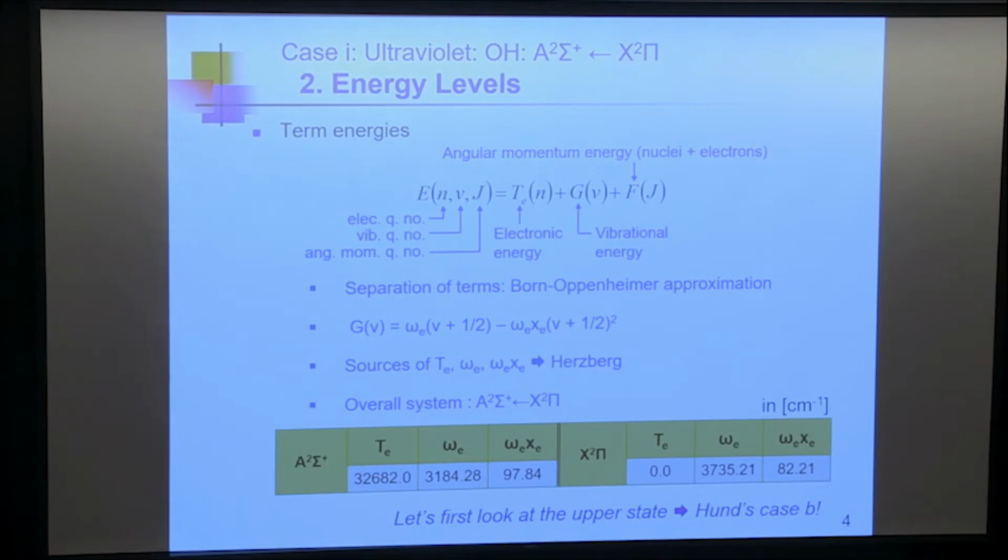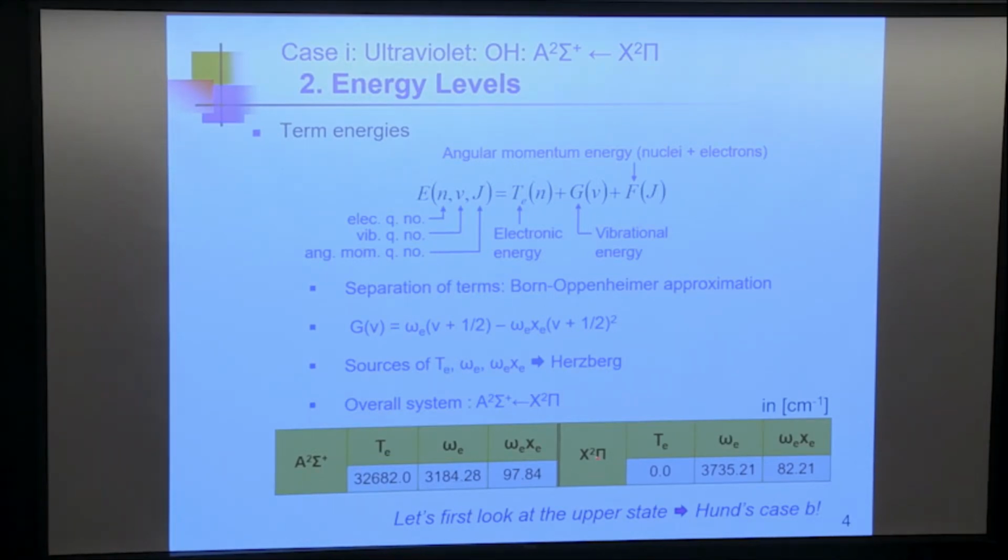Now, we have to decide what model to use. So we have to look at the upper state. We have to look at the interpretation of the upper state and the lower state to decide which case we're in. If you looked at the upper state, that's this one here, A2 sigma, that lambda is 0, that's the Hund's case B. You got spin, but no orbital angular momentum.